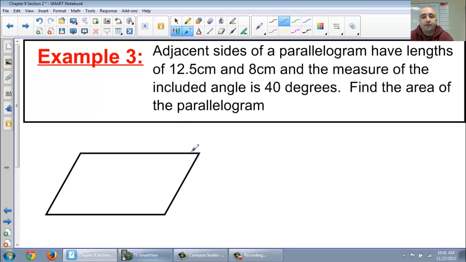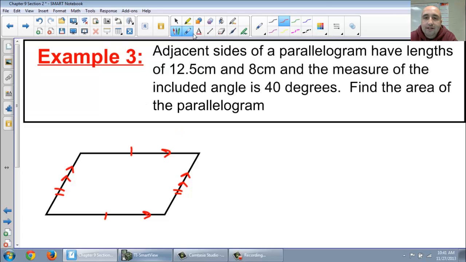Okay, so first thing we need to remember for parallelograms is opposite sides are parallel. Okay, so the top and the bottom are parallel, the left and the right are parallel. We should also know that whatever the top is, the bottom is equal to it, and whatever the left side is, the right side is equal to it. Okay, so that we need to know.